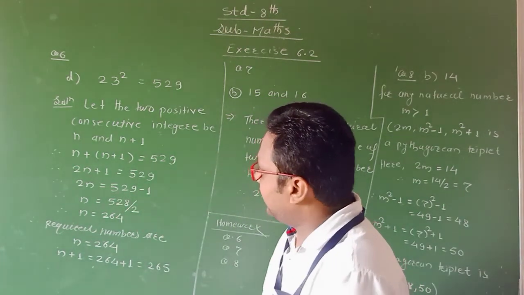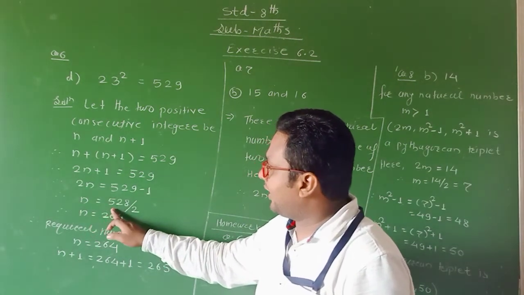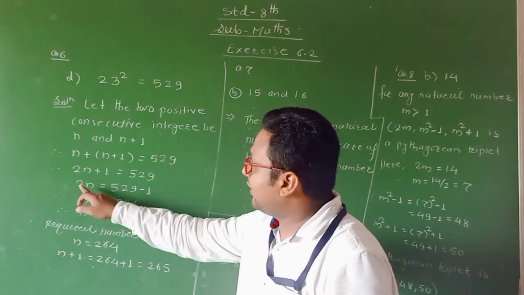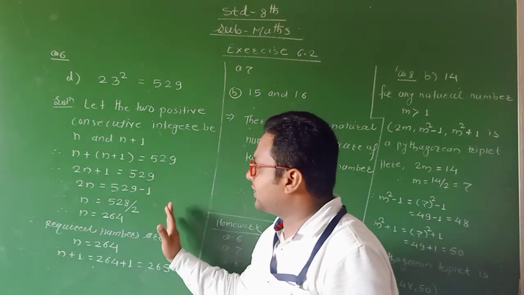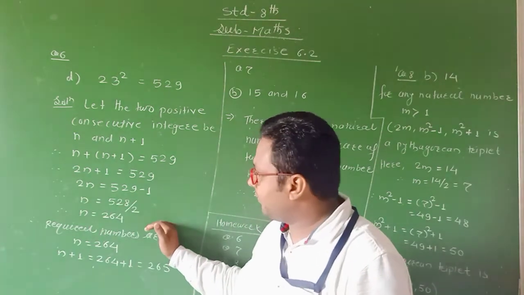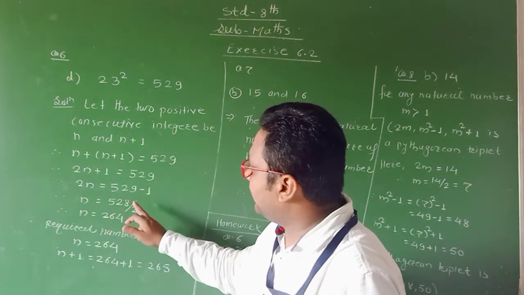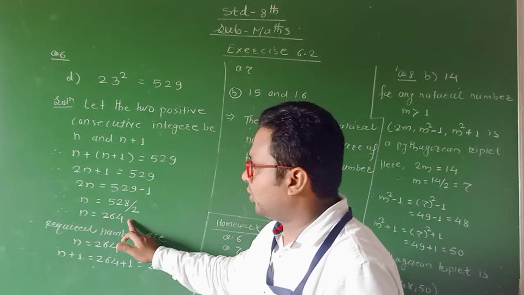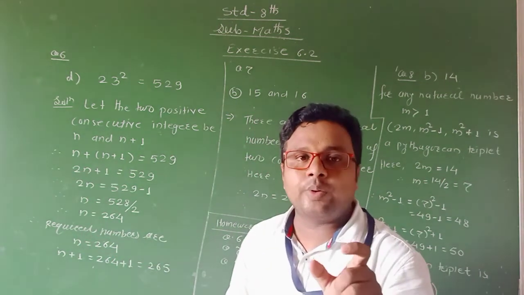Then 2n is equal to 528, their subtraction. We transfer 2 to the right hand side, which is in multiplication with n. It will come in division. Then 528 divided by 2, so n is equal to 264. This is the value of n.